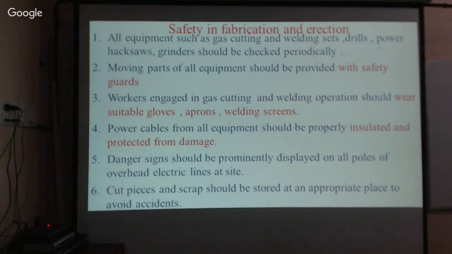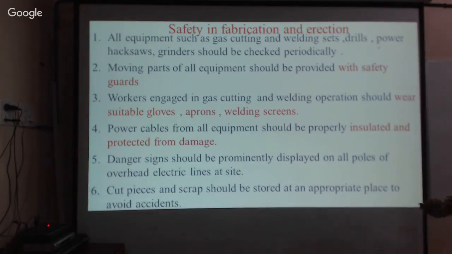Now, this is most dangerous. Be careful whenever you go to the site. First, look at the overhead cables and electrical lines. Cut pieces and scrap should be stored at an appropriate place to avoid accidents. On the fabrication side, there is a lot of possibility that small pieces cause injuries to hands and legs.